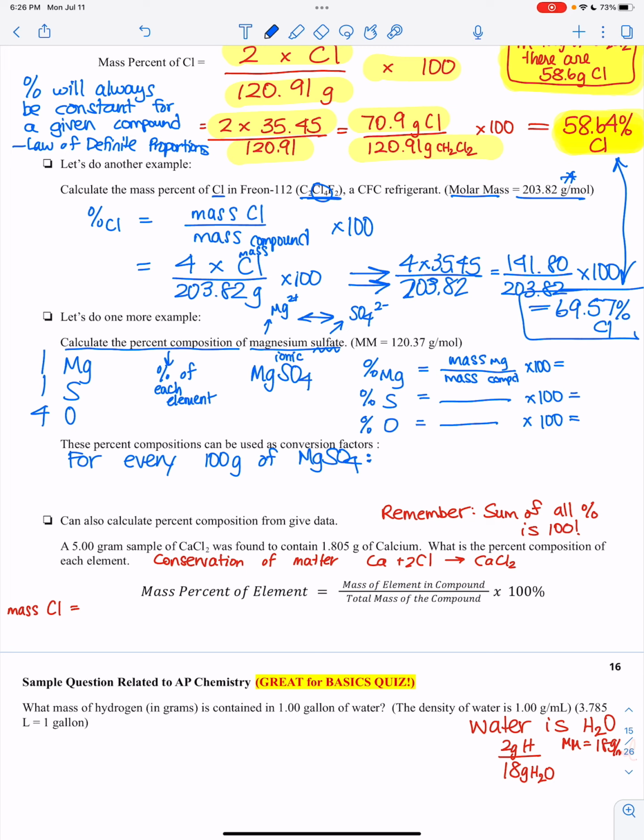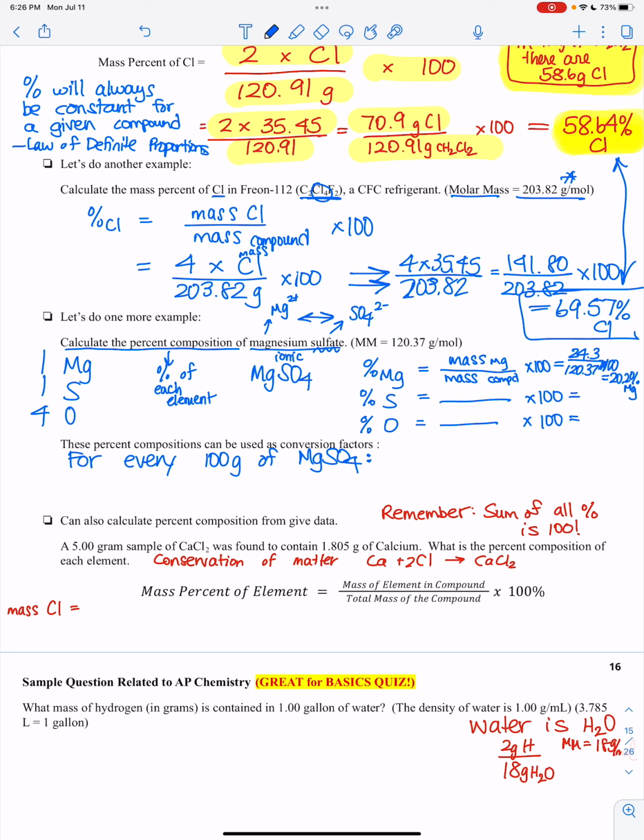So I need the mass of magnesium divided by the mass of the compound, the molar mass of the compound, times 100. That'll be 24.3 divided by 120.37 times 100. Sorry, that's getting cut off there. And I get 20.2%. So I have 20.2% magnesium. I'm just going to simplify and do sulfur and oxygen.